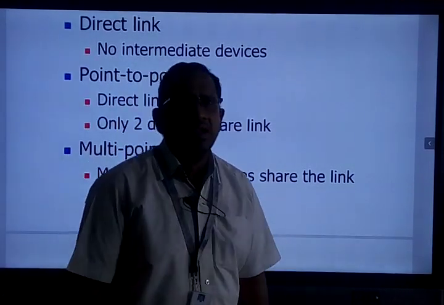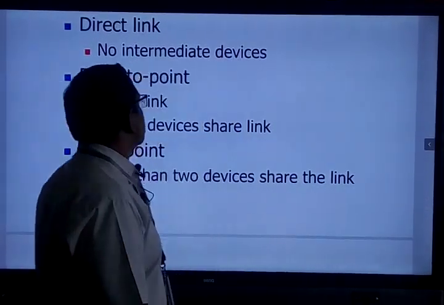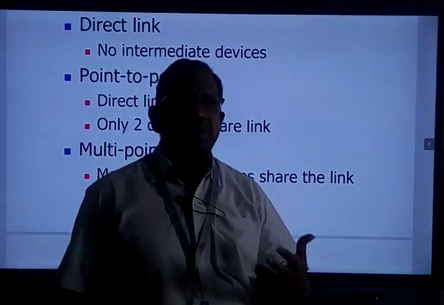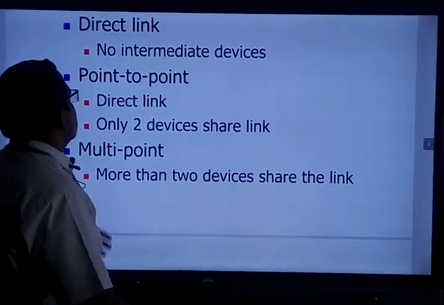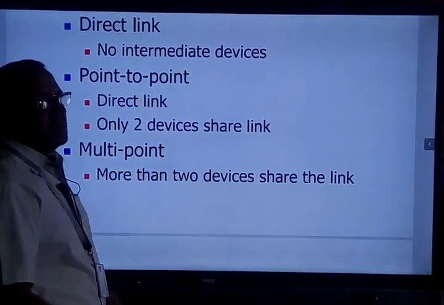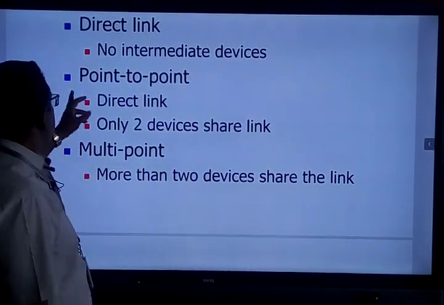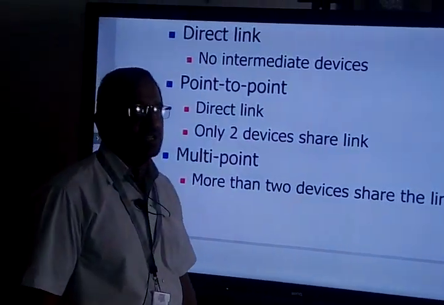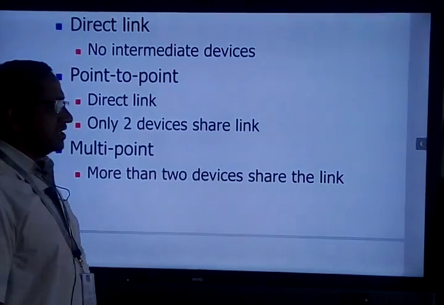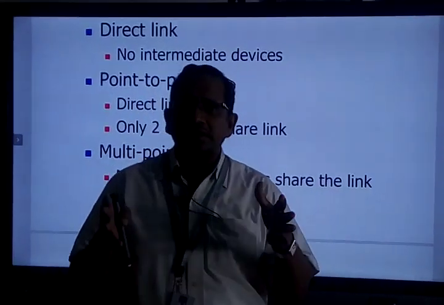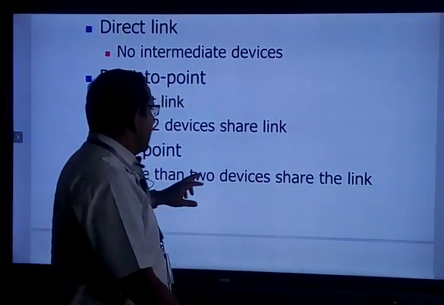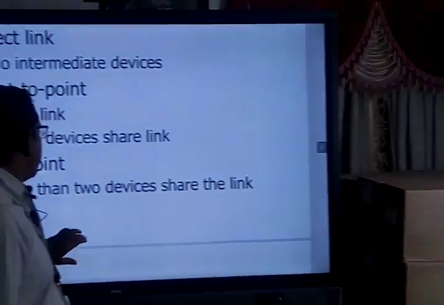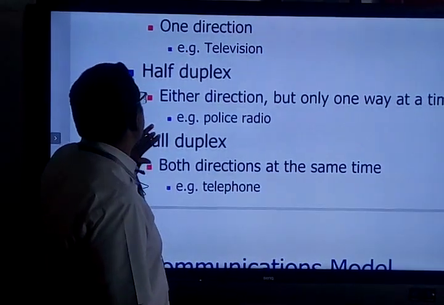So what do you mean by a direct link? You never come across intermediate devices or nodes, that means repeaters or relays. Straight away, two computers are connected directly. Whereas in a point-to-point link, which is a direct link, only two devices share the link. Then multi-point is the actual internetworking network, where multiple devices share a single link. That is the basic application of the internet under consideration.